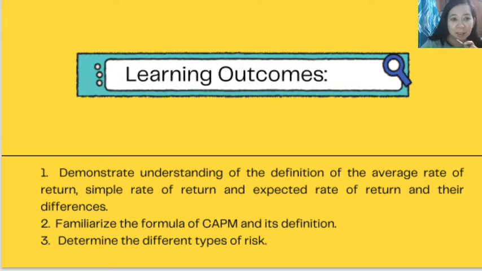First is for you to understand the definition of the average rate of return, the simple rate of return, and the expected rate of return, as well as their differences. Second is to familiarize the formula of the capital asset pricing model and its definition. And the third is for you to determine the different types of risks.